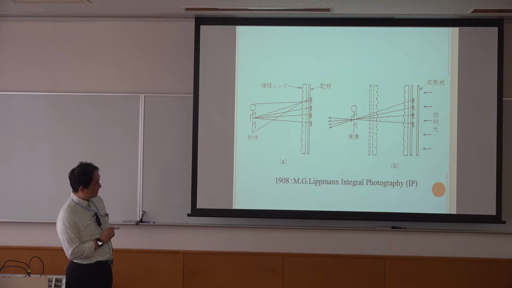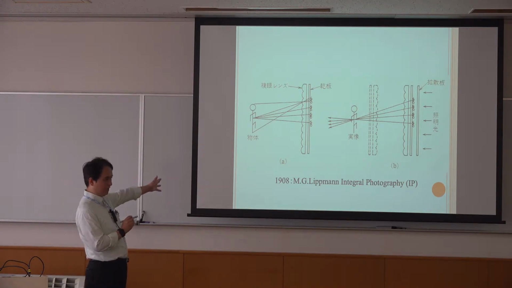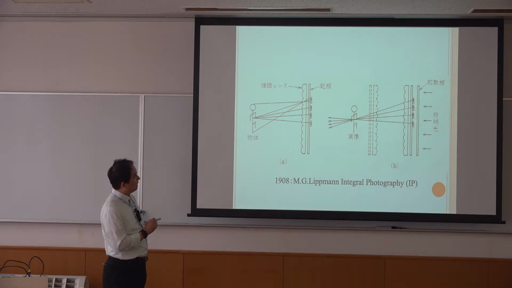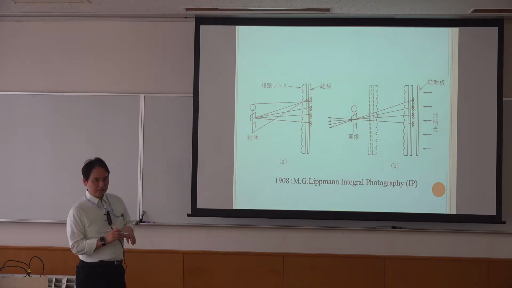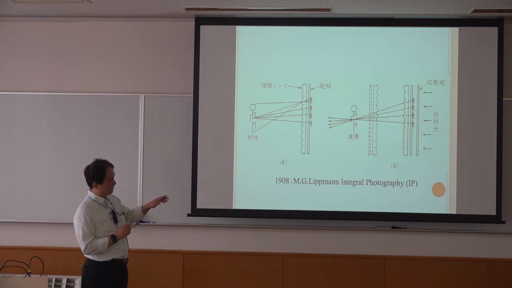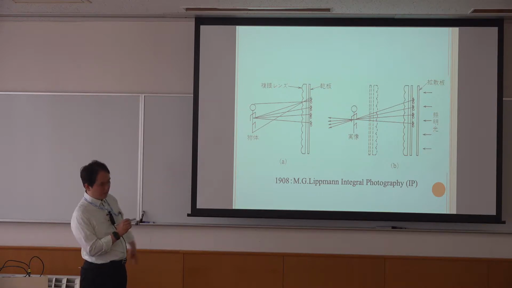Okay, this is 1903. This is also a very old one, 1908. Lippmann invented integral photography. So he used lenses. At that time, it was 100 years ago, so there was no technology to fabricate lenses. So he didn't realize this one, just a concept.